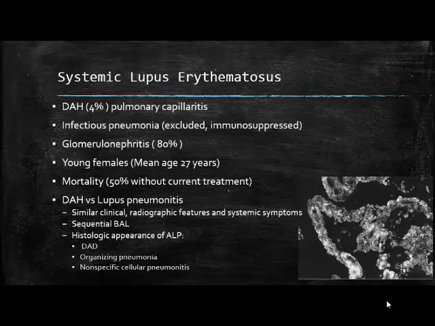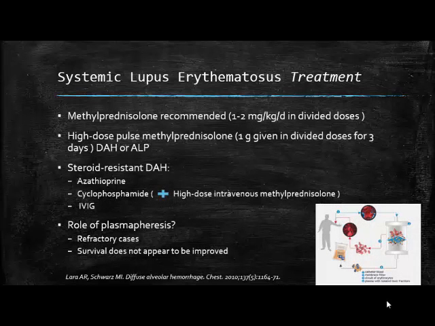And it's important that those both entities could overlap, and by overlap I mean you couldn't distinguish them initially. That's because they have similar clinical and radiographic features as well as systemic symptoms, and you need the BAL in order to differentiate. On histology, the appearance of lupus pneumonitis would be diffuse alveolar damage, organizing pneumonia, and nonspecific cellular pneumonitis. Treatment for both entities is the same, DAH or ALP.